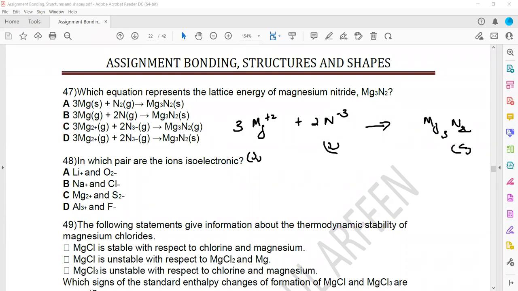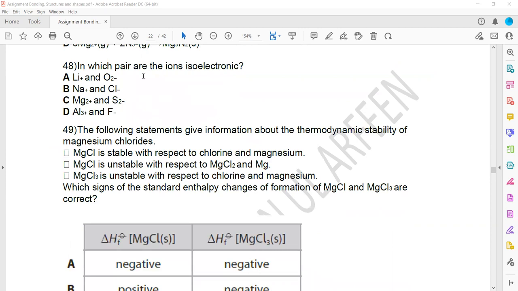So which one does it match with? In this one, elements are forming a compound, so it is the formation of magnesium nitride. Here atoms are forming a compound, so that is called bond enthalpy. Here ions are forming a compound, but that compound is in a gaseous state, so that is not correct. It should be a compound formed in a solid state. When ions in the gaseous state form a compound in a solid state, we call that lattice energy. And lattice energy is always exothermic because it is bond forming.